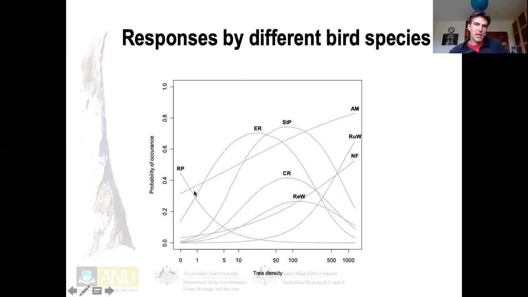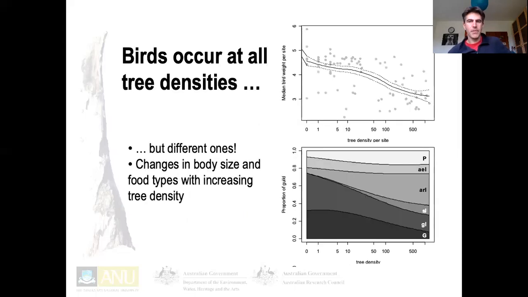On the other hand, Richard's pipit is a grassland species, and it declines as you get more and more trees. You're most likely to find this in places with 0 trees. And then some of the parrot species, the eastern rosella and the crimson rosella, as examples, these are 2 of the parrot species. They peak at intermediate levels of tree density. So that's how different species respond in different ways.